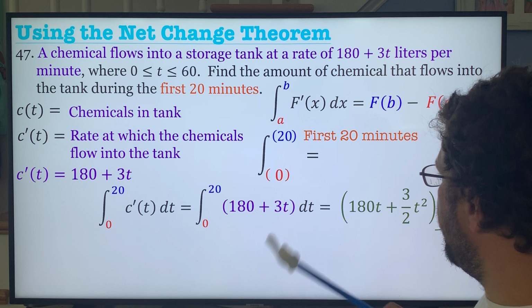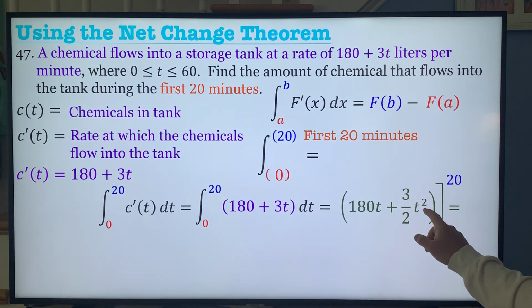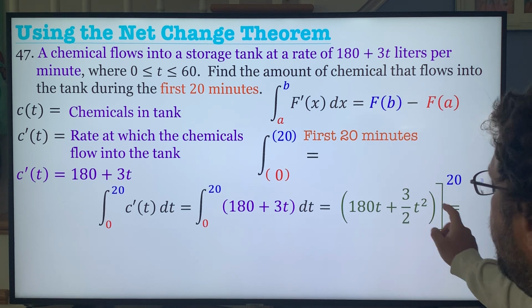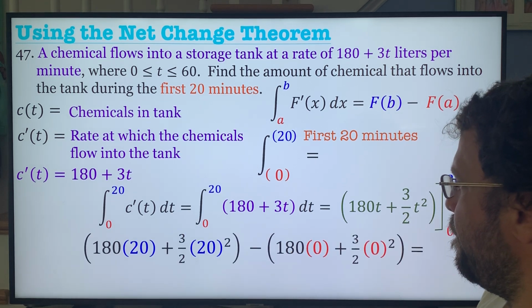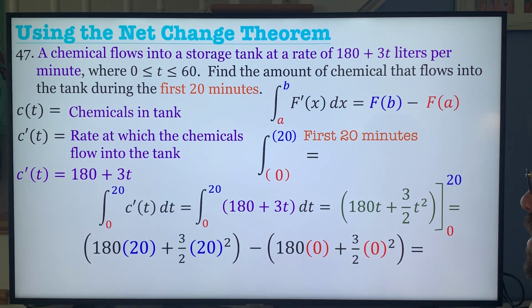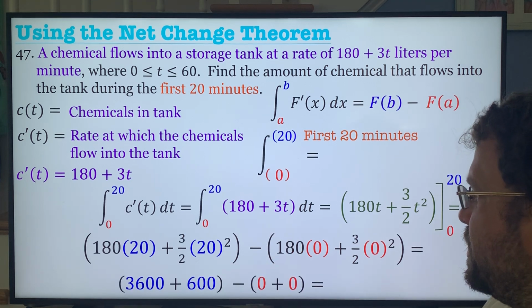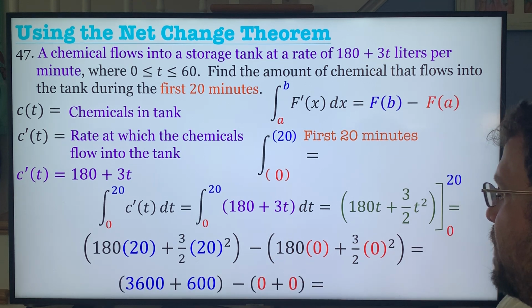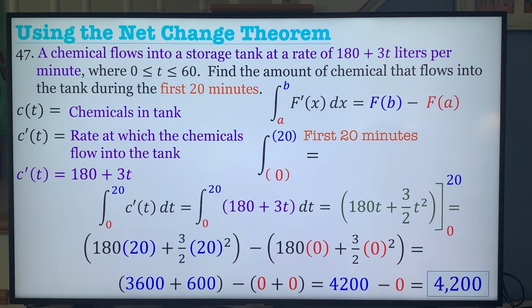Integrate this: 180t plus 3/2 t squared from 0 to 20. Type in your b, type in your a. All right. 3,600 plus 600 minus 0 is 4,200.